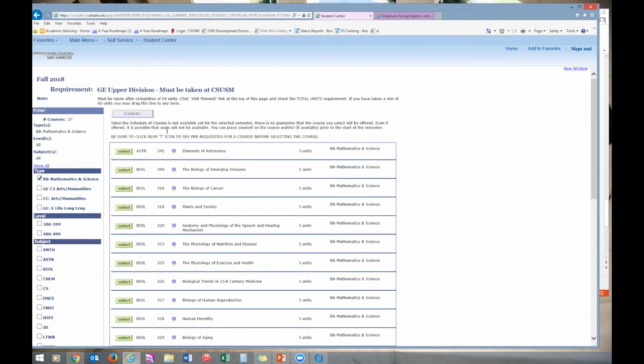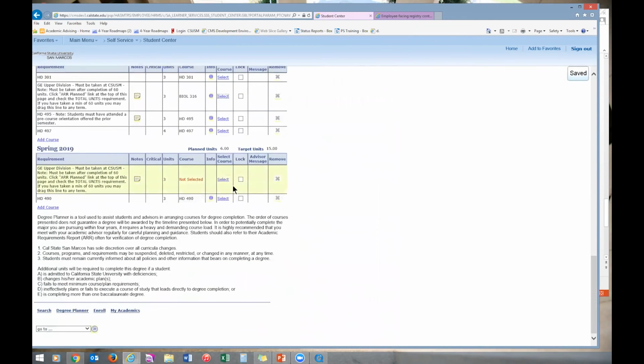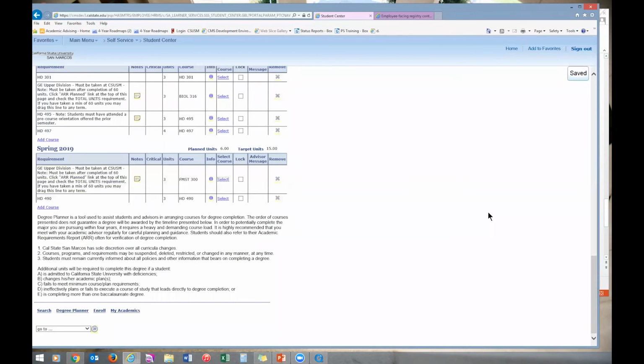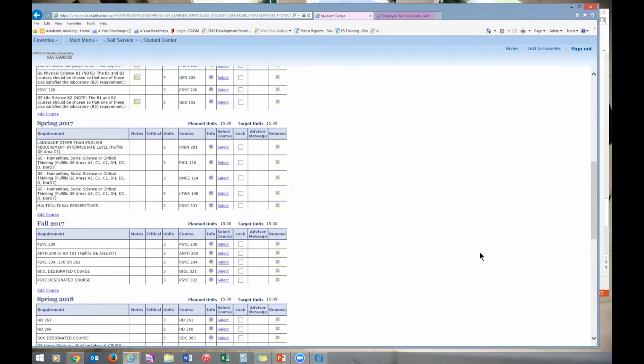So then she can use the filter and say, this is the one I want to take for my BB. And then this is the one that I want to take for my CC. As you can imagine, just going down the list and choosing classes after reading course descriptions and prerequisites, it doesn't take that long. Now, one more thing I want to show you.